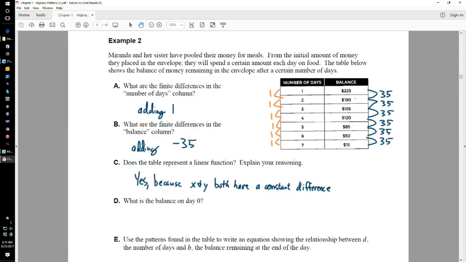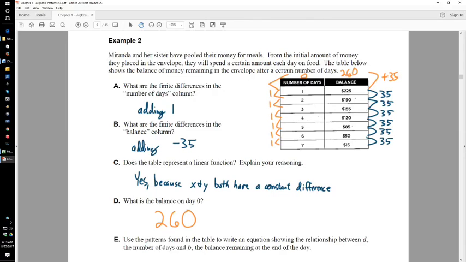What is the balance on day 0? Well, we got day 1, so we'll go up and find day 0. If we're subtracting 35 to go down, we need to add 35 to go up. So 225 plus 35 is $260.